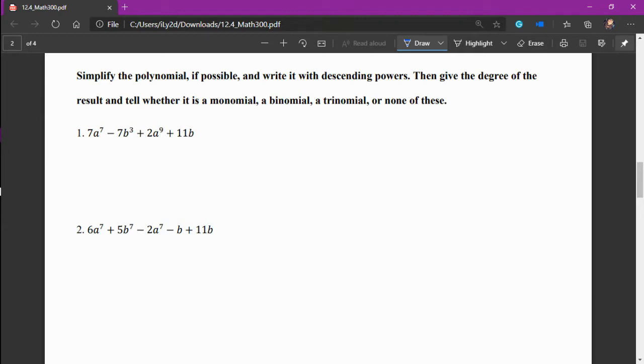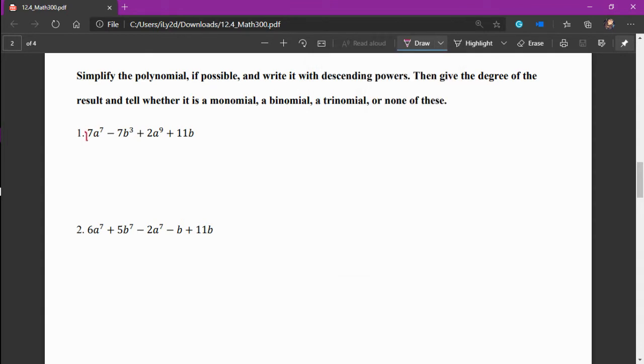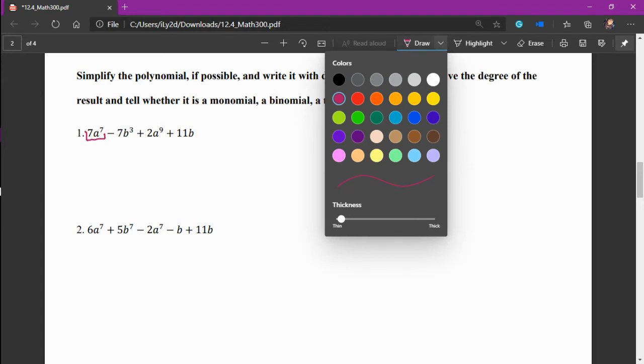So let's look at problem 1. I have, what is that, like a fuchsia? I have a 7a to the 7th power, so 7a to the 7th. And what I'm concerned with is mainly just looking at the exponent, right? I've got a 7. I don't even see another 7. So that means that 7a to the 7th doesn't have anything that's alike, so I would just leave that alone. I'm not going to underline anything else with fuchsia.